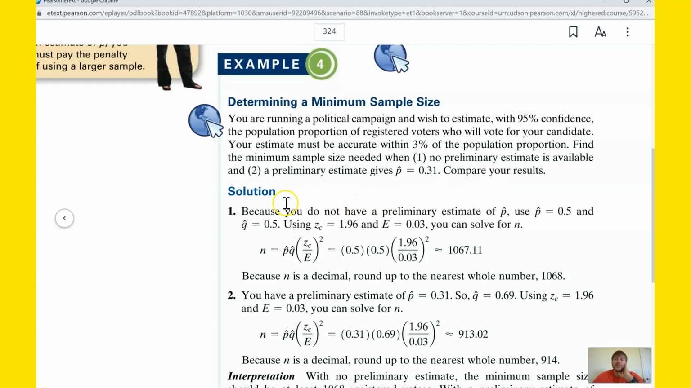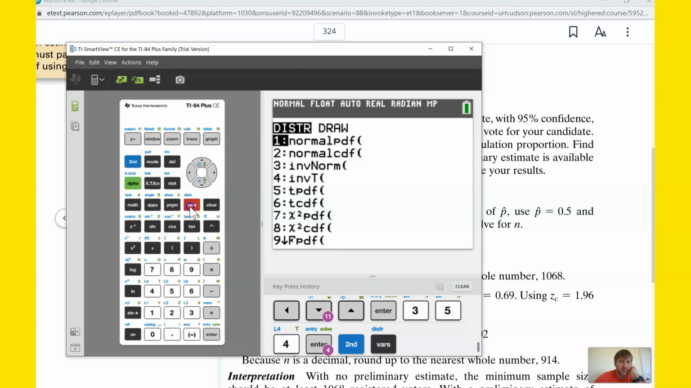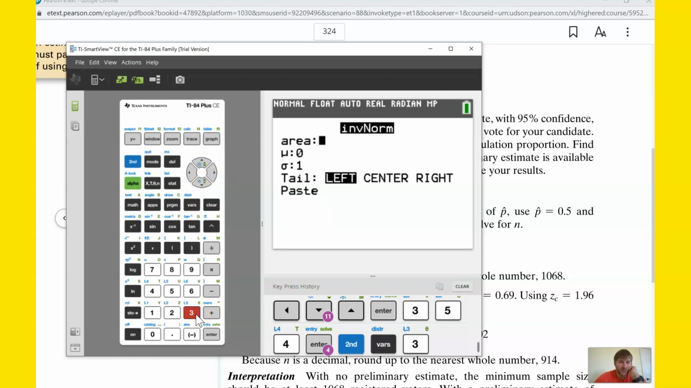So when no preliminary estimate is available, that means we use what for p hat and q hat? We use 0.5 and 0.5. So I do the formula, and I put 0.5 in for p hat, and I put 0.5 in for q hat. The z sub c, you can get that in your calculator. For a 95% confidence interval, you go to second distributions and go to inverse normal. This is something we've said before. You can either do a left tail or a center if you're able.